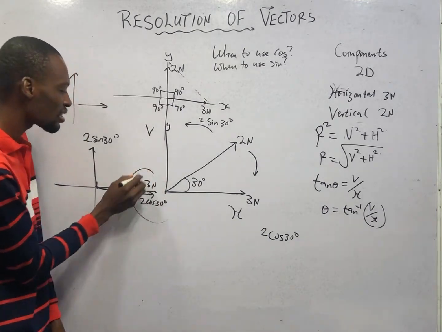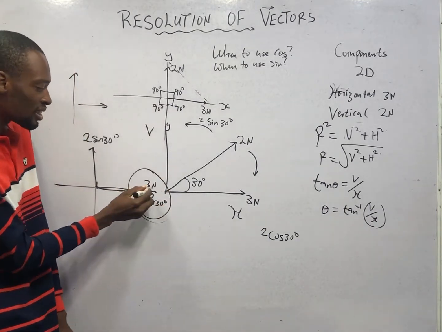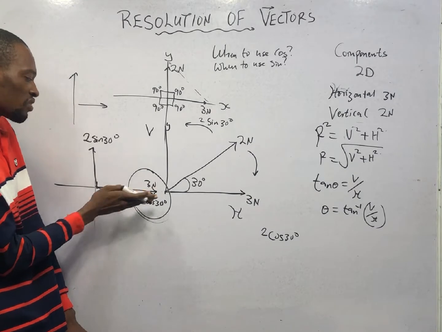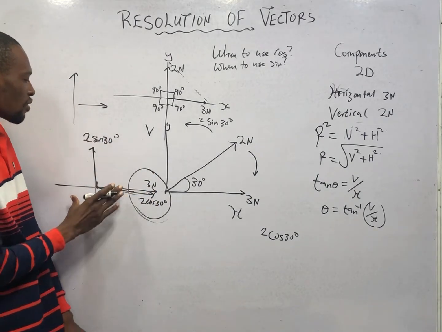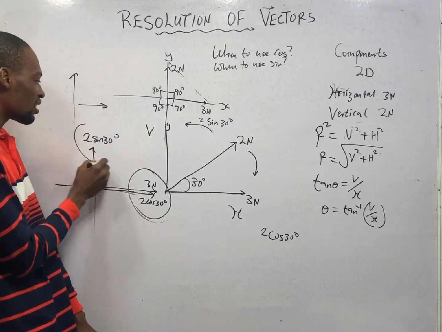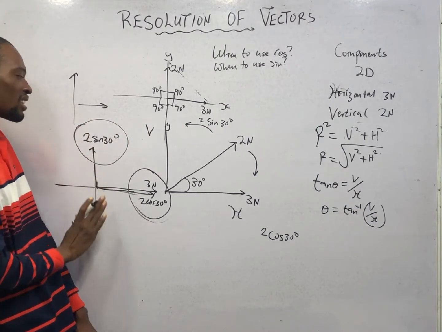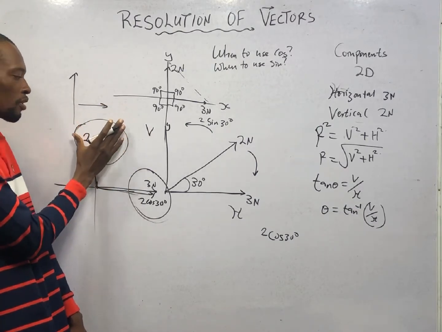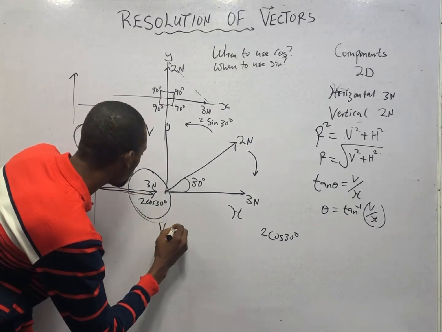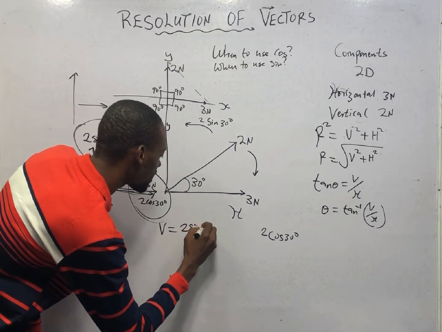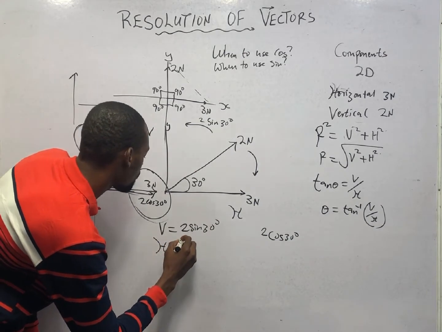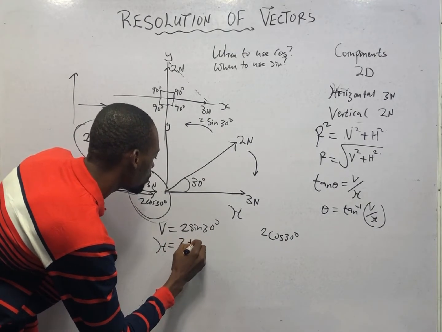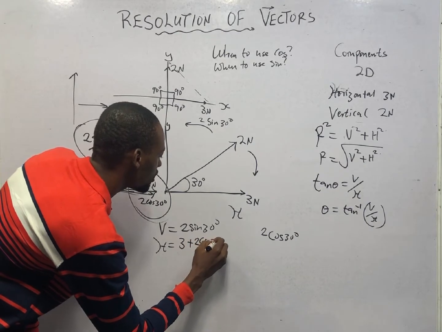All these forces are the horizontal forces. And notice they are acting in one direction. If they were acting in opposite directions, you would have to subtract. For the vertical axis, this is the force. It is acting up. So the V component is 2 sine 30 degrees. The H component is 3 plus 2 cos 30 degrees.